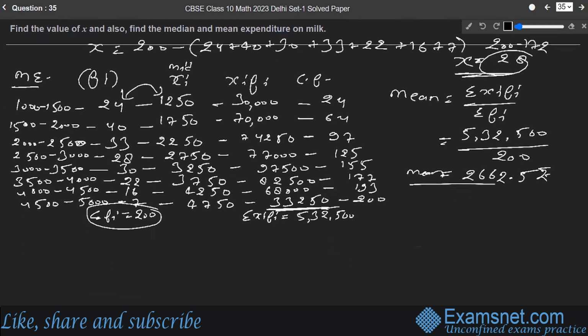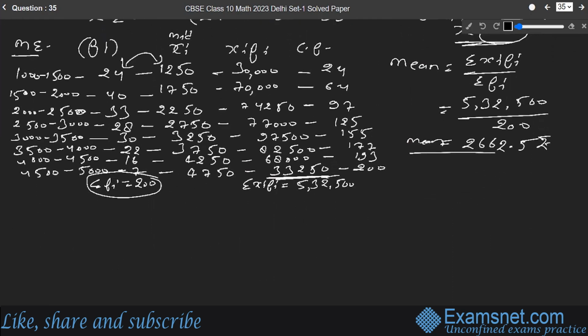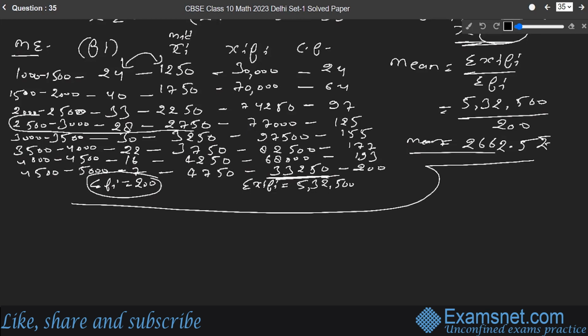Now let us approach the median value also. The table is still seen. The mean value is 2662.5. In which range is it available? It is available in the range of 2500 to 3000. This particular mean value will be found in this very range, so this is important for us.